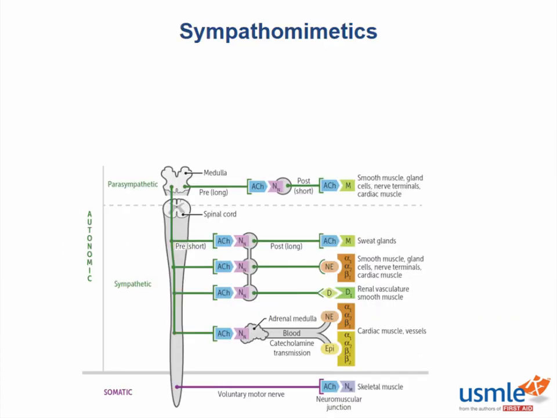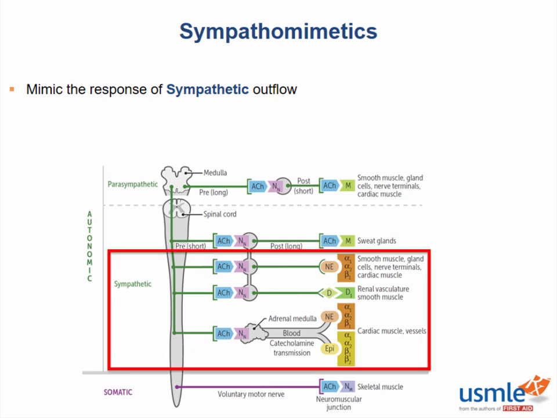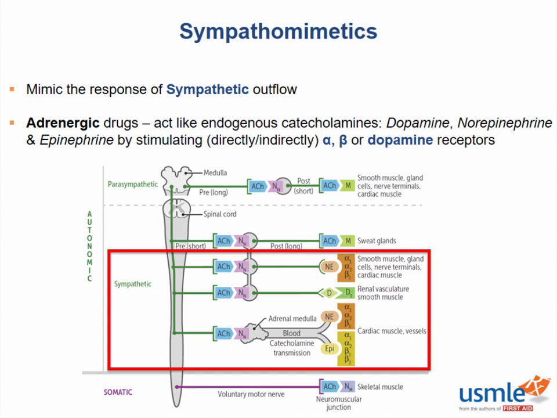Sympathomimetics. Sympathomimetics are drugs that usually mimic the response that would be expected from increasing sympathetic outflow. They are also called adrenergic drugs because they act like our endogenous catecholamines, dopamine, norepinephrine, and epinephrine, by either directly or indirectly stimulating alpha, beta, and dopamine receptors.